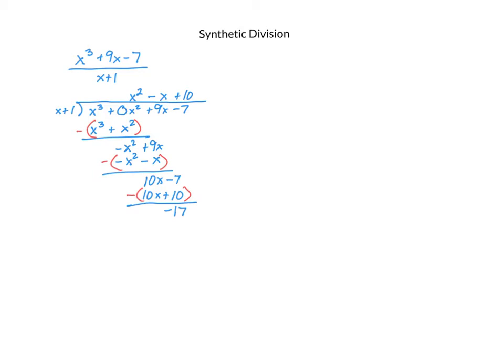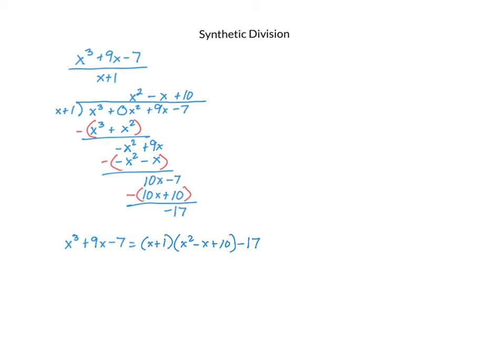Now, the way you present your answer depends on what's required for the problem or what you're going to use it for. But let me refresh your memory on the two different ways that we could present the results. We know that x cubed plus 9x minus 7 is equal to the product of the divisor and the quotient with the remainder added in. So let's write that down. We have x plus 1 times x squared minus x plus 10 plus negative 17, or just minus 17.